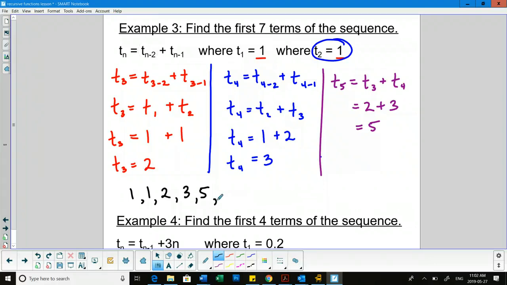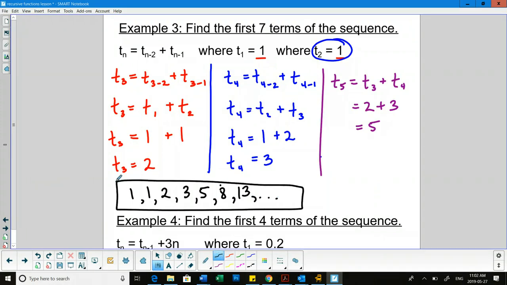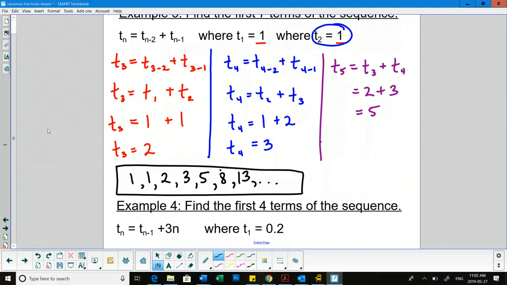Okay, so if I want the first 7 terms, I need to keep going. So what's the next term in the sequence? Yep, I add the previous 2, so I add 3 and 5 to get 8. And then the next term? 13. So add 5 and 8, and we get 13. Perfect. And of course, we know we can continue this if we want to. This is Fibonacci. Questions on that one?